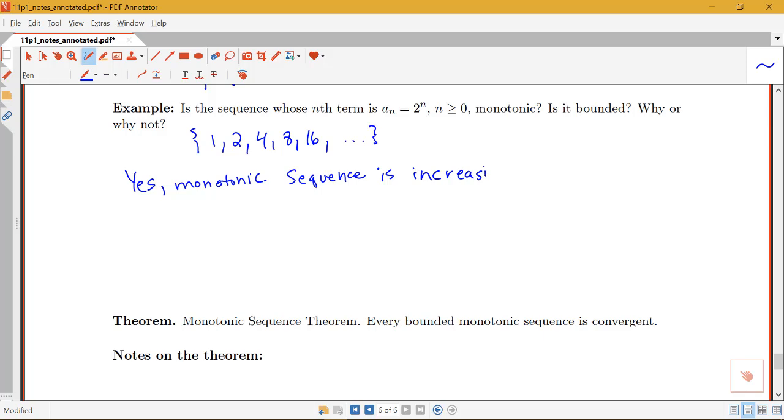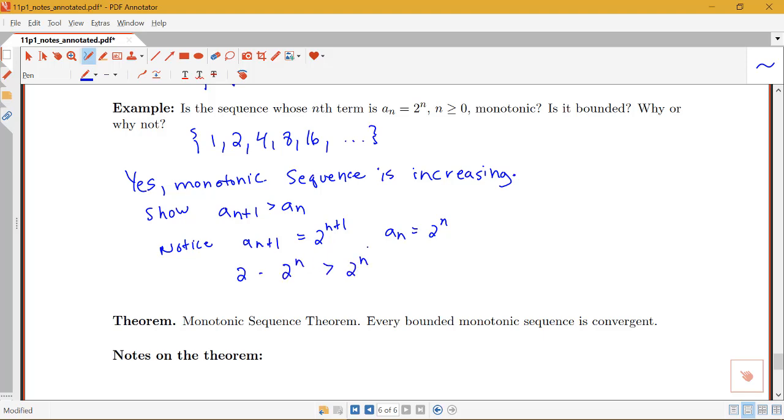And then we'll want to show with some inequalities that we've met the definition for increasing. So we want to show that a_n plus 1 is always bigger than a_n. So notice that a_n plus 1 equals 2 to the n plus 1, and a_n equals 2 to the n. I can say that 2 times 2 to the n is definitely bigger than 2 to the n, okay? And this 2 times 2 to the n is 2 to the n plus 1. So we can see that that inequality is satisfied, showing that the sequence is increasing.